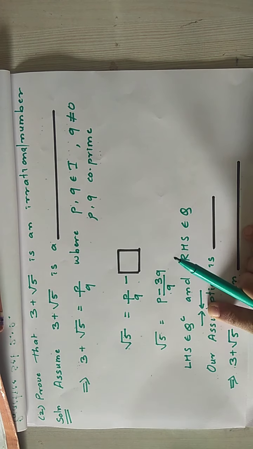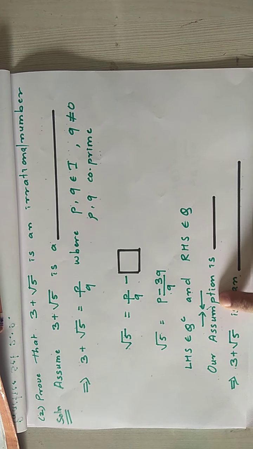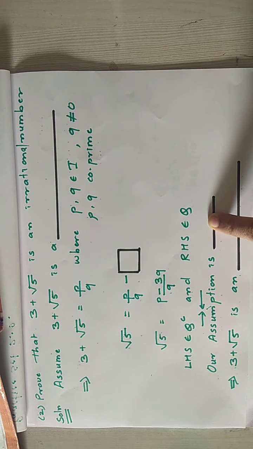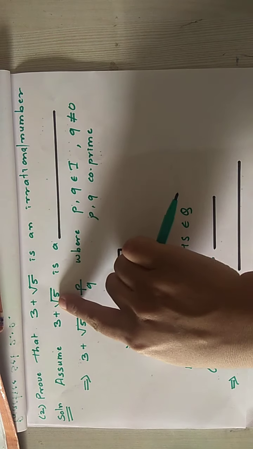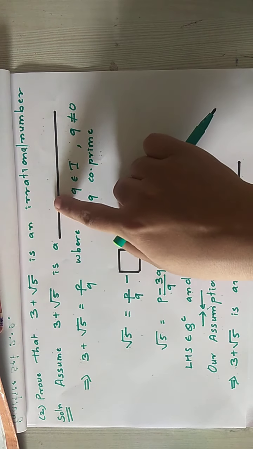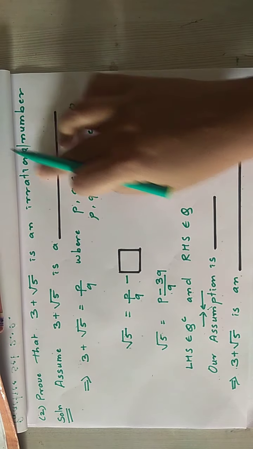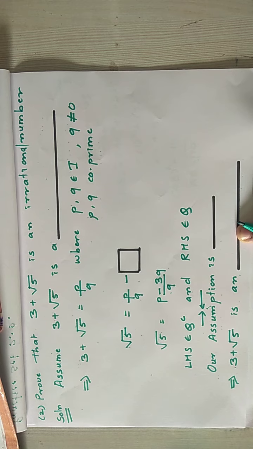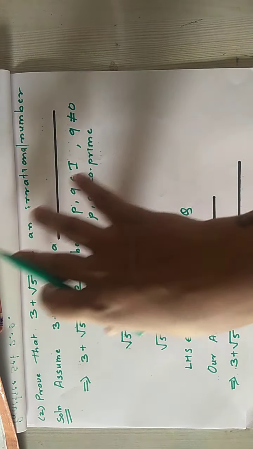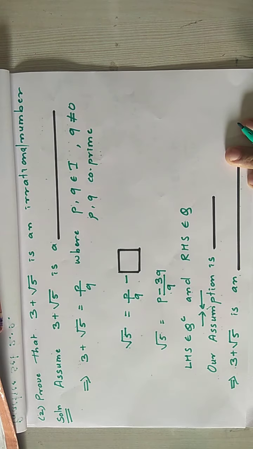And if we get a contradiction, we make this sign and then we write: our assumption is wrong. That means our assumption is wrong, and what we assumed was that 3 plus root 5 is rational. So if it is not rational, what should it be? It should be an irrational number. So I hope you understood these sums and can fill these blanks over here.